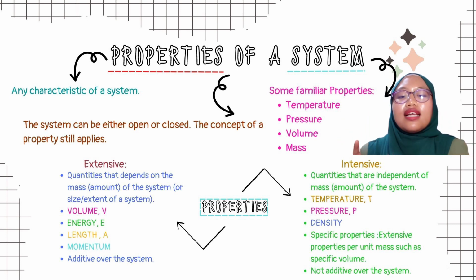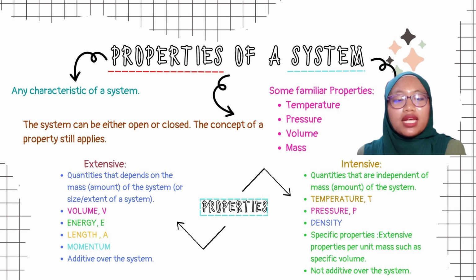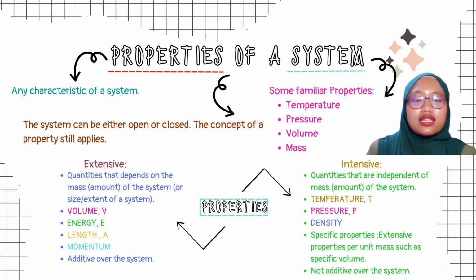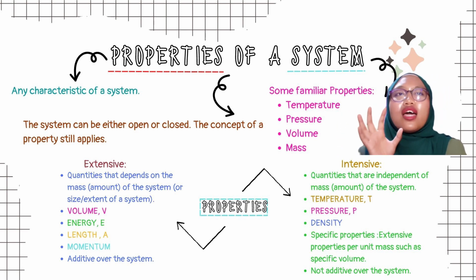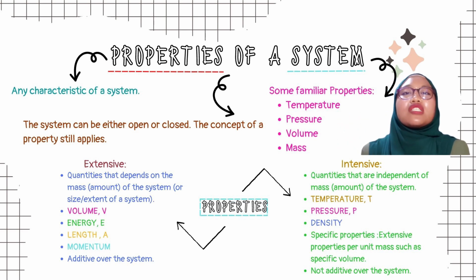Extensive properties are additive over the system. The second class of properties is intensive properties. Intensive properties are quantities that are independent of the mass or amount of the system, such as temperature, pressure, and also density. A specific property is an extensive property per unit mass, such as specific volume, v equals V over m, where V is an extensive property. Intensive properties are not additive over the system.